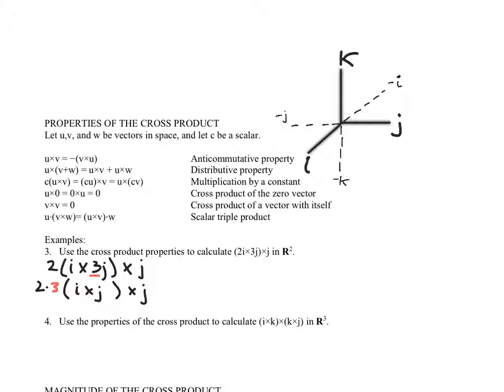So the cross product, by definition, is a vector that is orthogonal to two given vectors. What we're looking at is i and j. If we cross them, the result is either going to be in the positive k direction or the negative k direction. It's just a question of which is which.